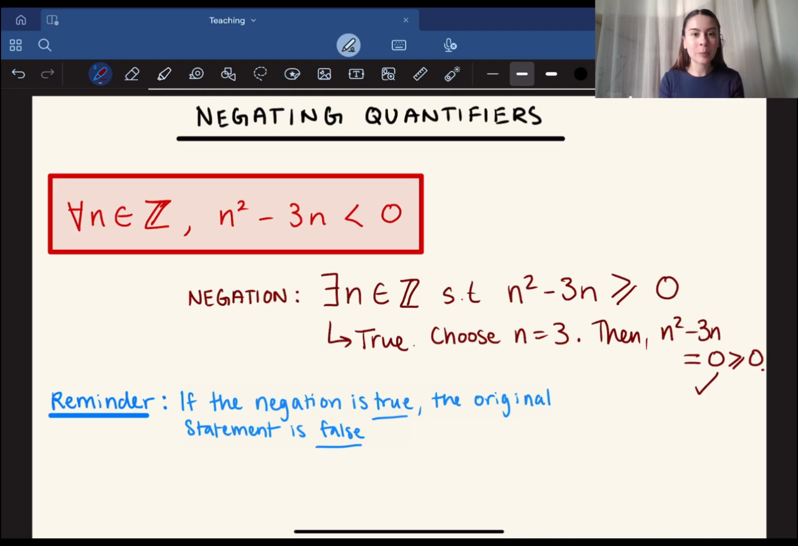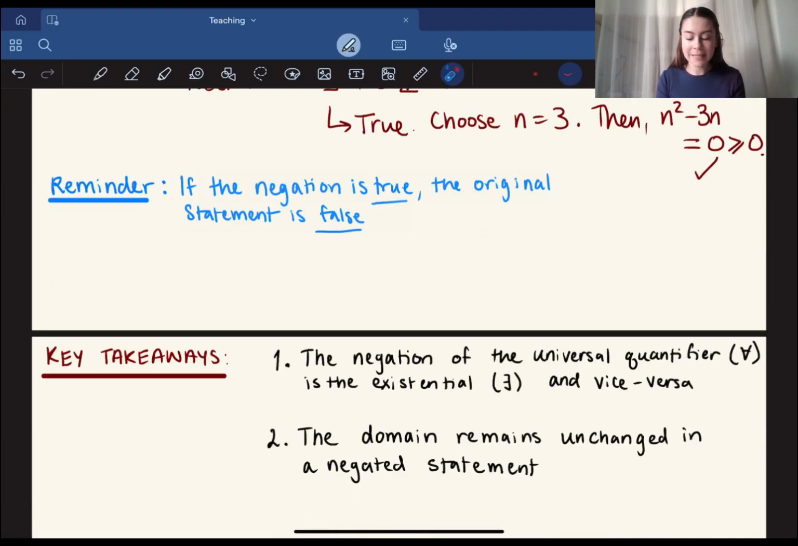Of course, we can write this a little bit more formally, but essentially we have proved that this negation is true. And because we proved that the negation is true, we have proved that the original statement is false. Okay, so what are a few key takeaways we can take from this example? Well, the first one is that the negation of the universal quantifier is the existential quantifier and vice versa. We'll see an example later on where we negate the existential quantifier, but essentially whenever we have this universal, it becomes the existential in the negation, and when we have an existential, it becomes the universal in the negation.